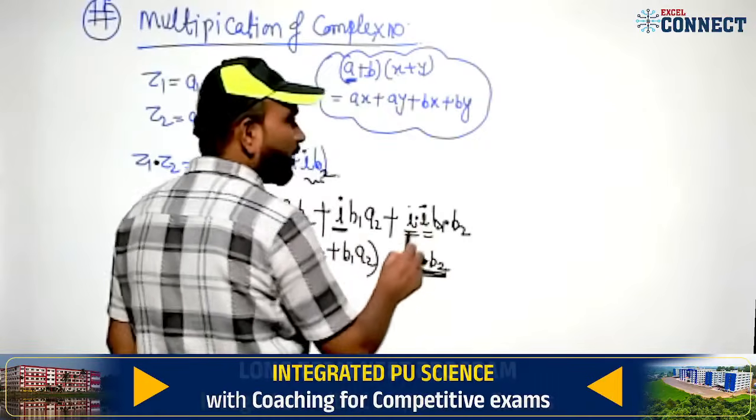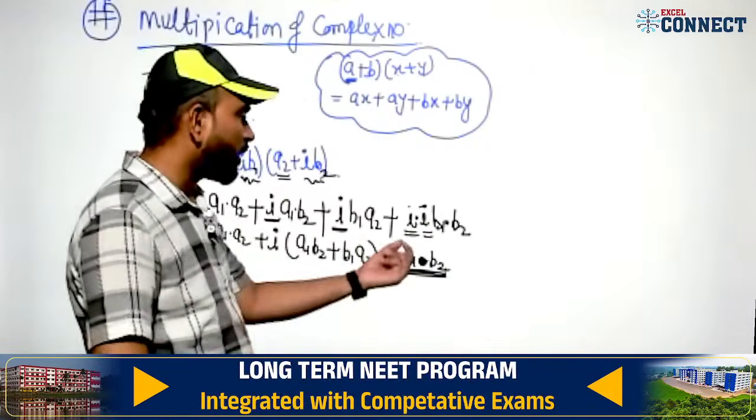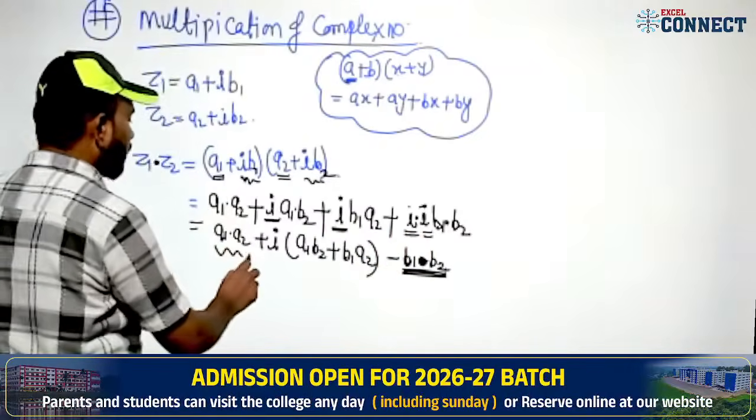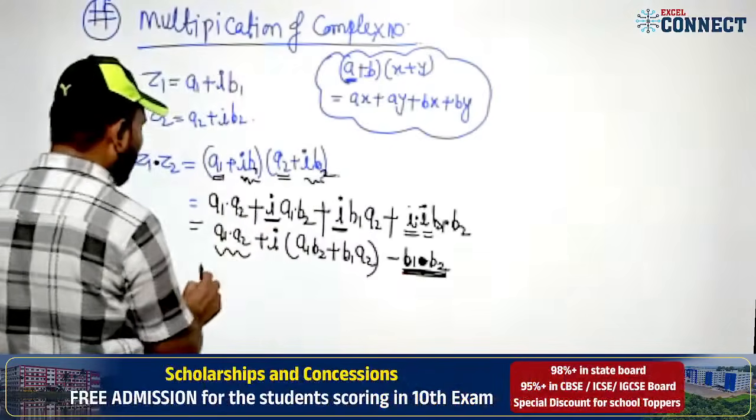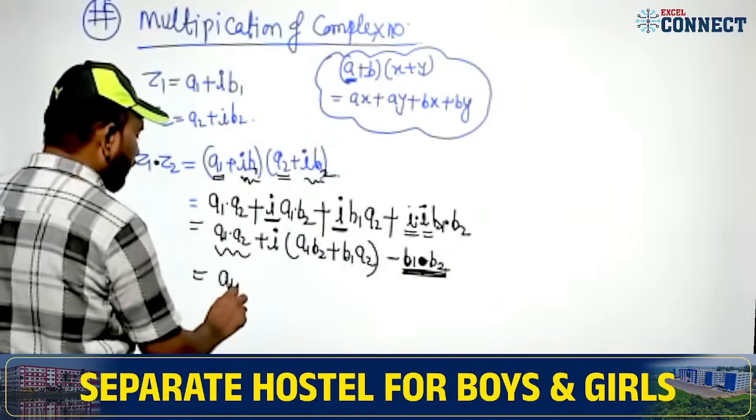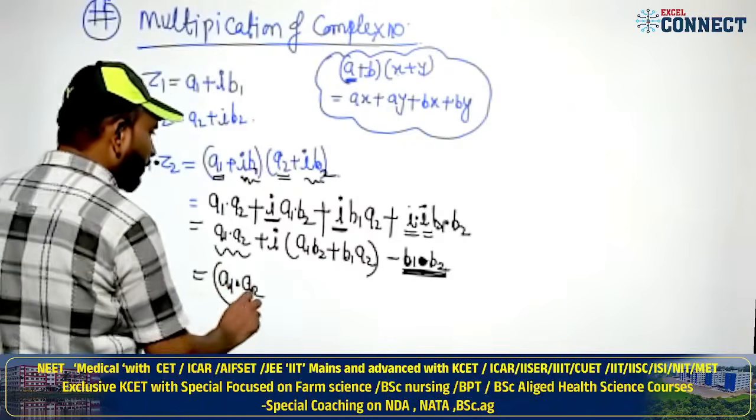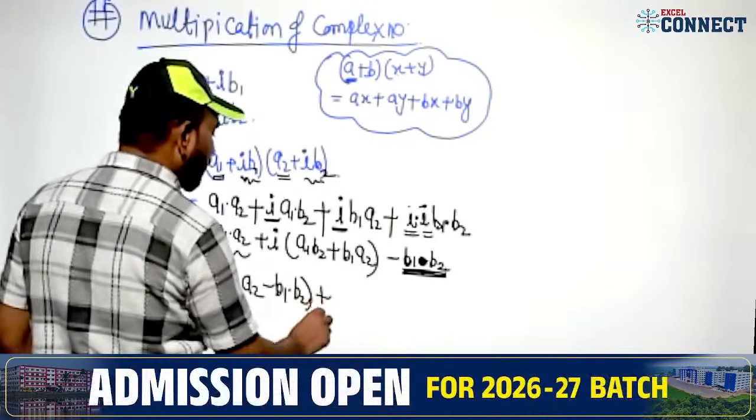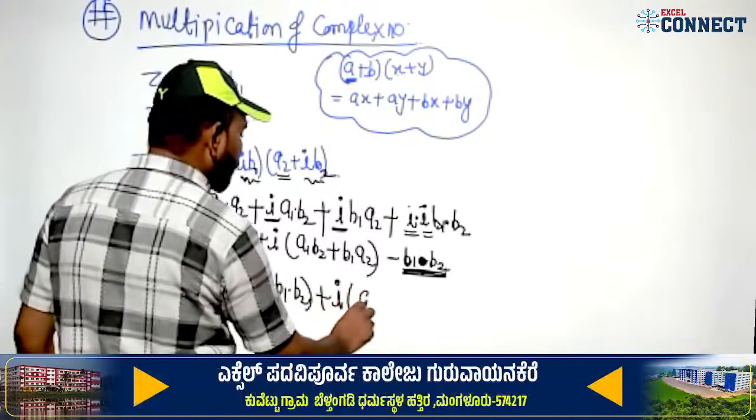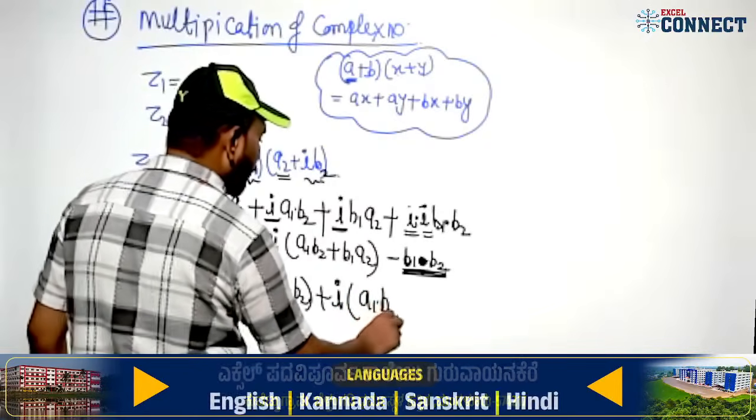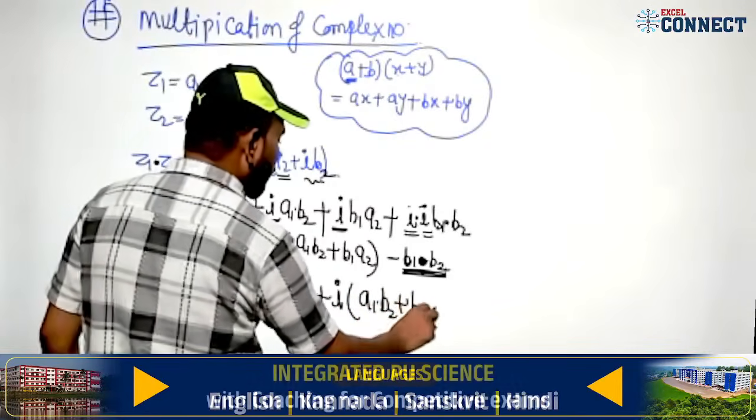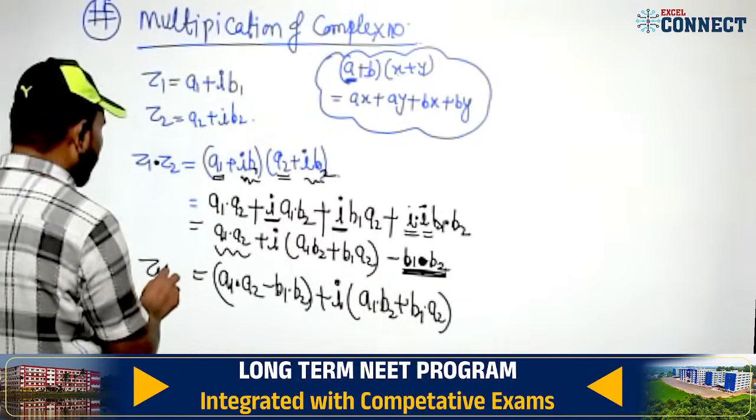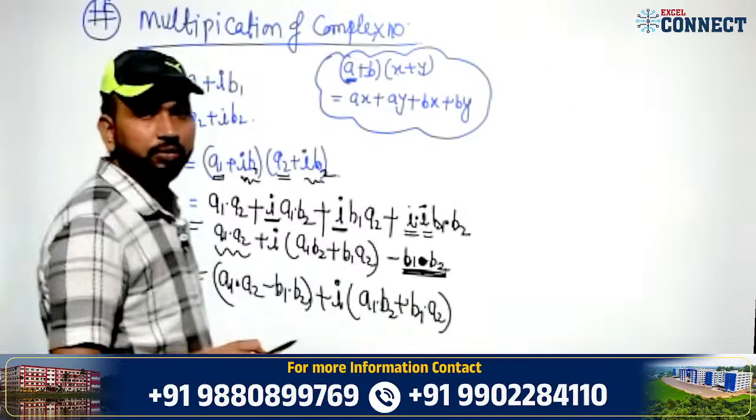I is removed from here. Iota square value is minus 1. So this is called real part. This is also real part. So I will combine this real part. So I can say A1 into A2 minus B1 into B2, plus iota common, A1 into B2 plus B1 into A2. So this is your Z1 into Z2.